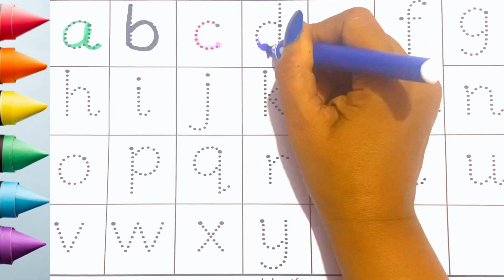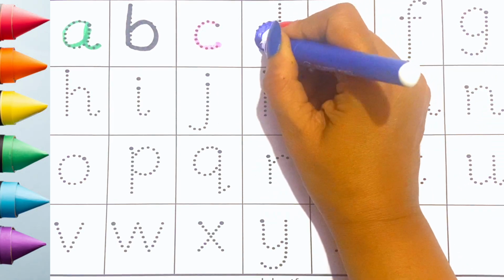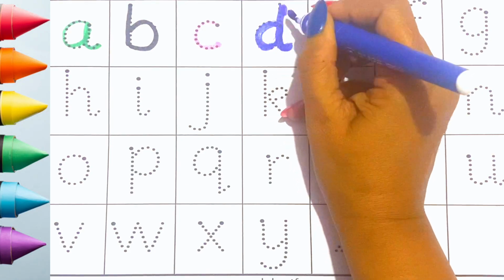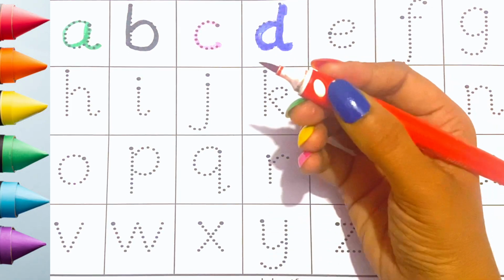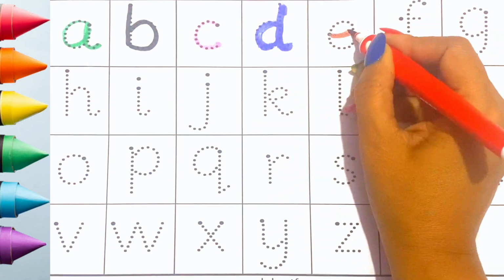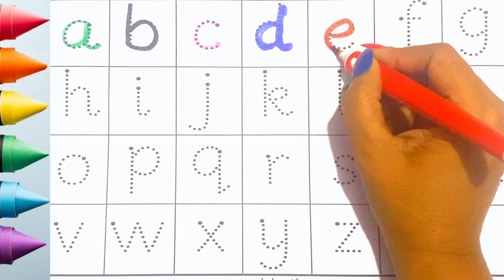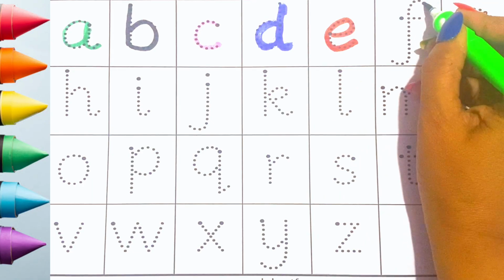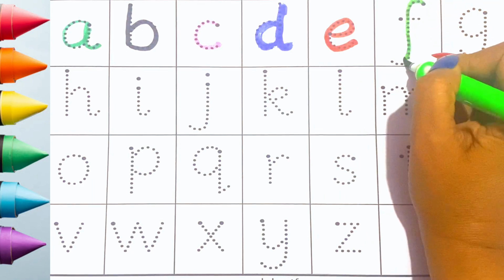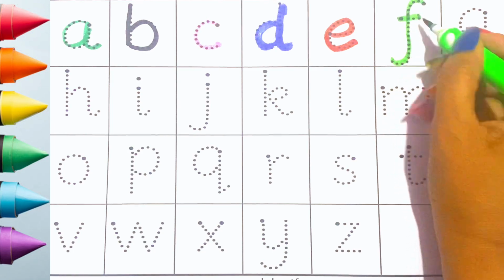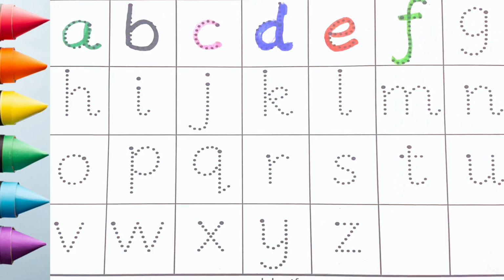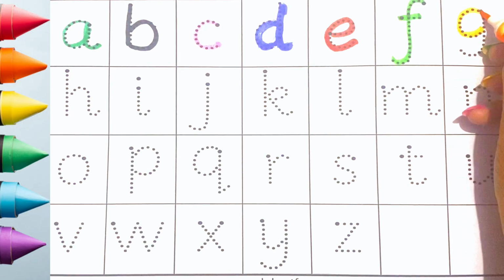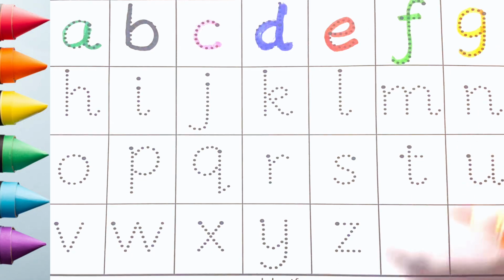Blue color, D. D for dog, D for dolphin. Red color, E. E for eagle, E for elephant. Green color, F. F for fish, F for frog. Orange color, G. G for goat, G for girl.